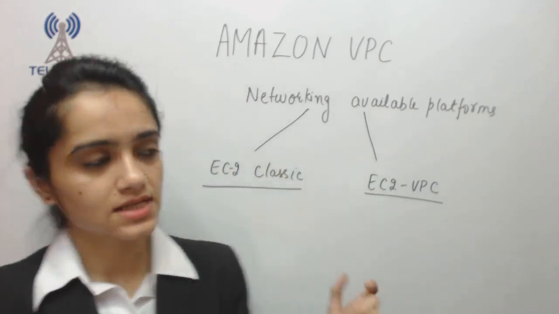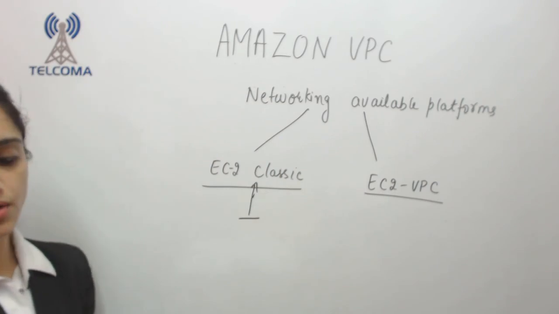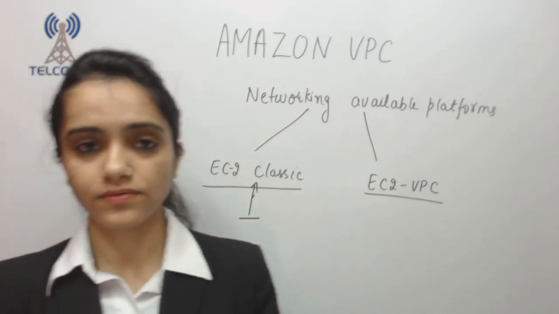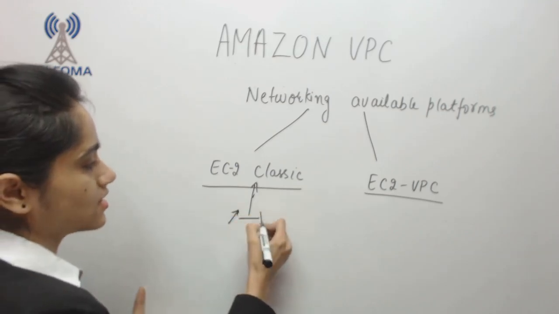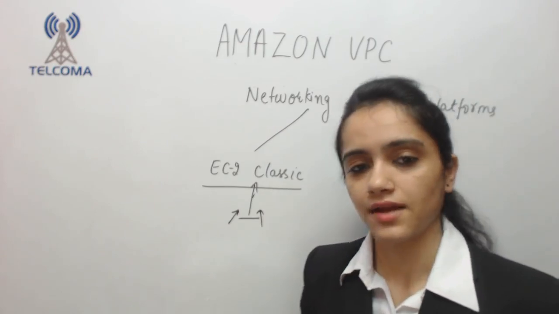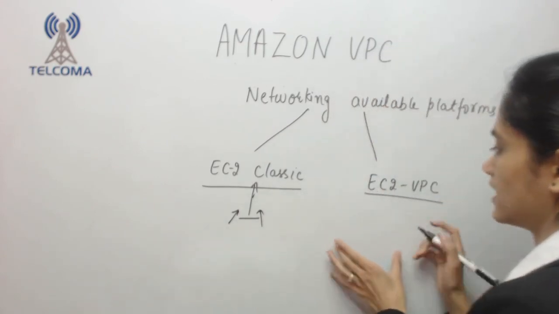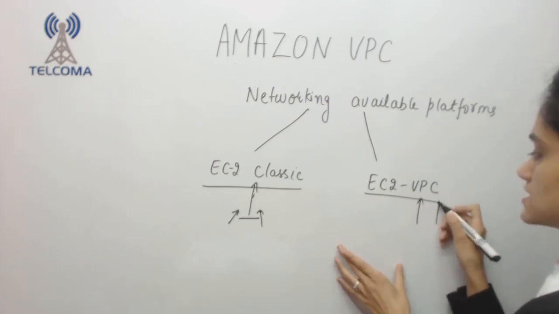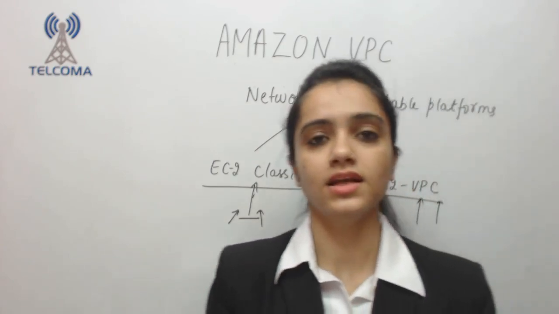In Classic, AWS customers could create an account prior to the arrival of Amazon VPC, and launch instances in the Classic network. Where we have a Virtual Private Cloud, we can launch instances in that too. So these are the networking platforms available in Amazon Web Services.